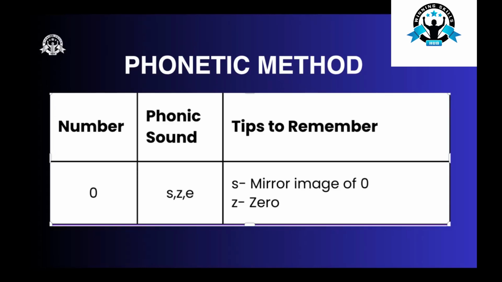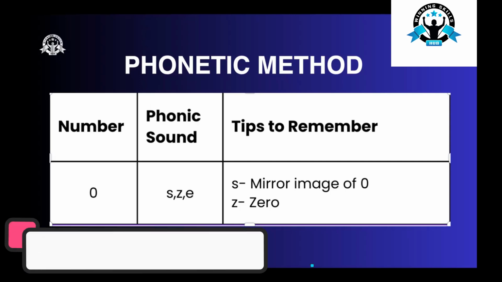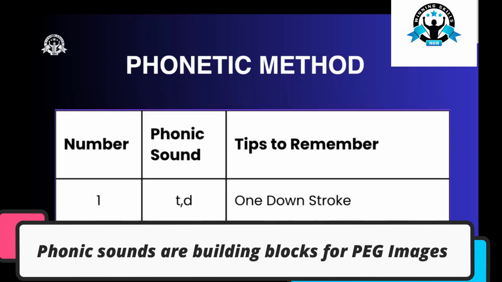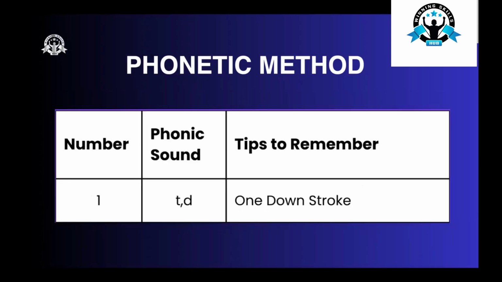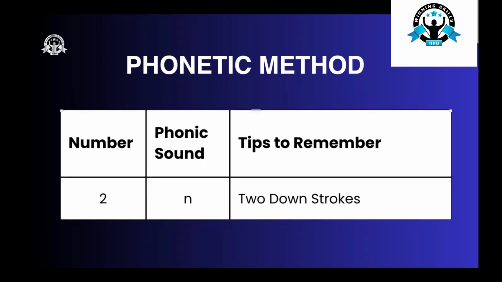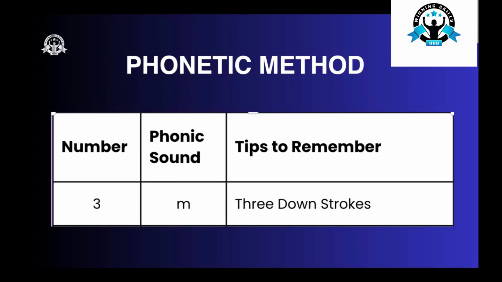For numbers, we have the phonic sound S, Z for 0. For number 1, the phonic sound is T, R, D. It means one downstroke. For 2, the phonic sound is N. It means there are two downstrokes in the letter N. Kindly observe. Yes. For 3, we have 3 downstrokes.